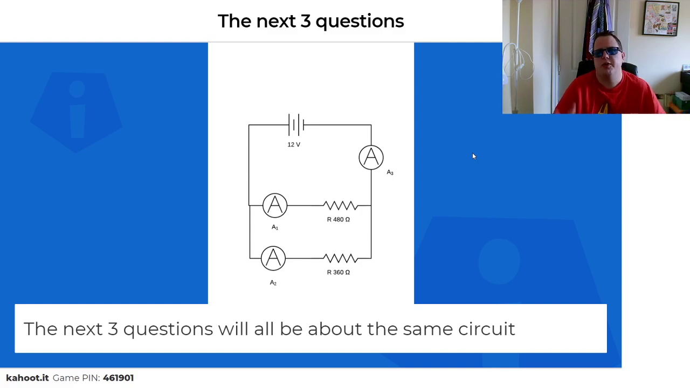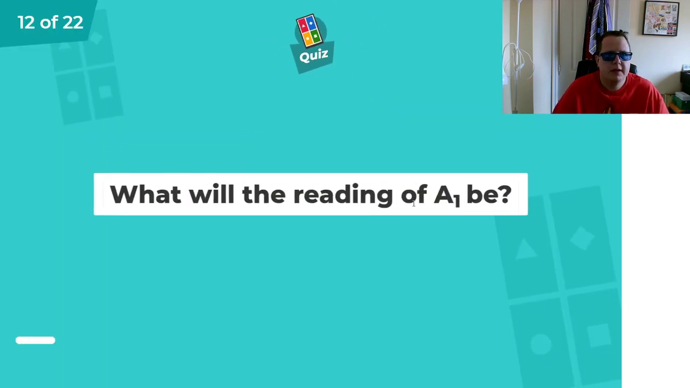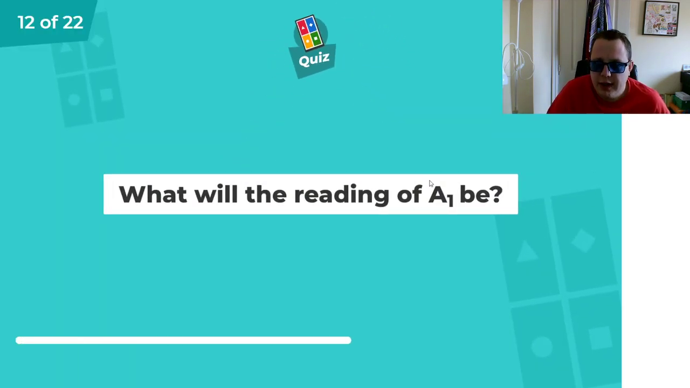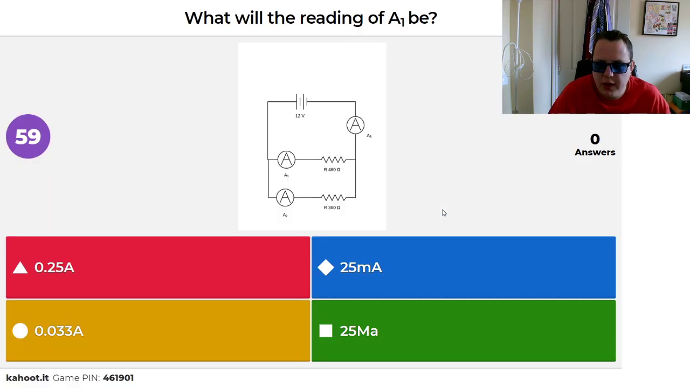Okay, so the next 3 questions are all going to be on this circuit down here. Alright, so what will the reading on A1 be? What will the reading on ammeter 1 be?